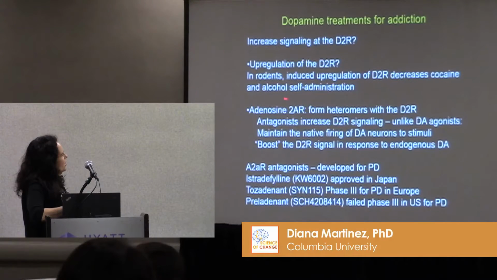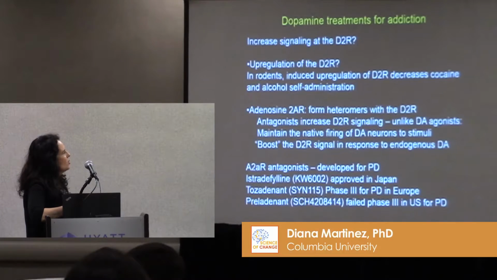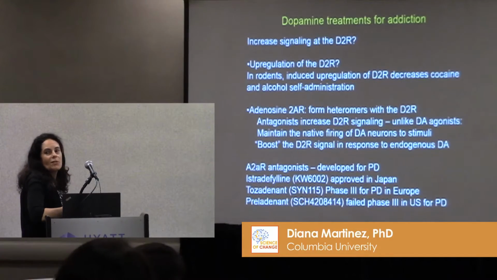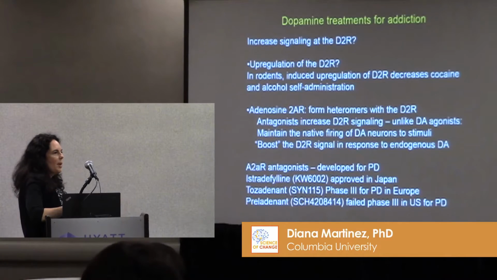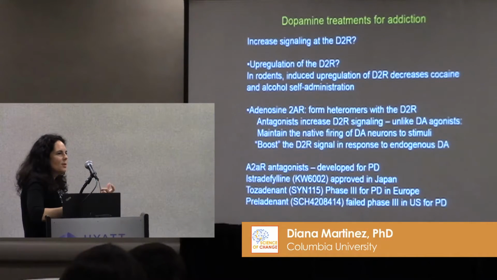So this brought to our attention the adenosine 2A receptors. The adenosine 2A receptors form heteromers with the D2 receptors. Antagonists at the A2A actually increase D2 receptor signaling. So we were very interested in this as a potential treatment because unlike dopaminergic agonists, which have not worked as a treatment for cocaine dependence or other types of addiction, what we think is an adenosine 2A antagonist, by increasing signaling at the D2 receptor, maintains the native firing of the dopaminergic system.